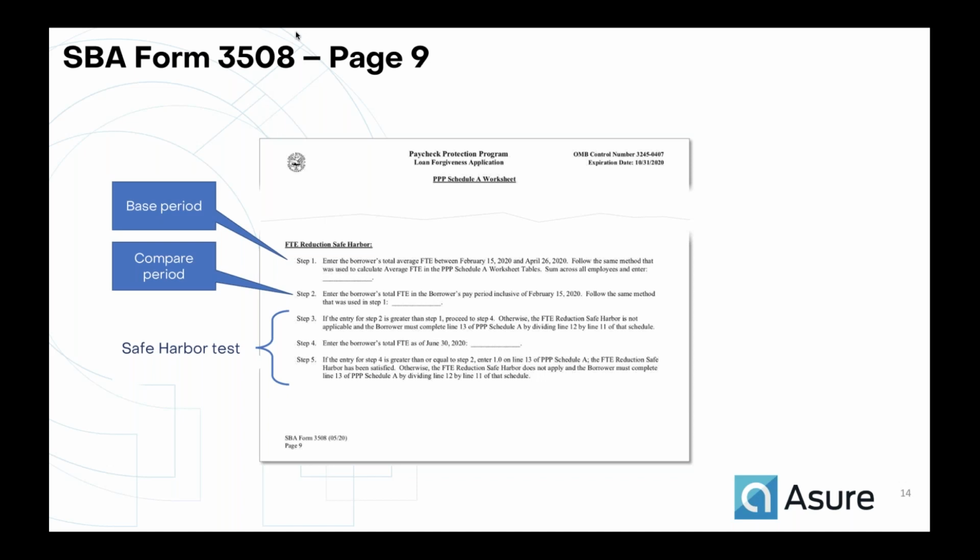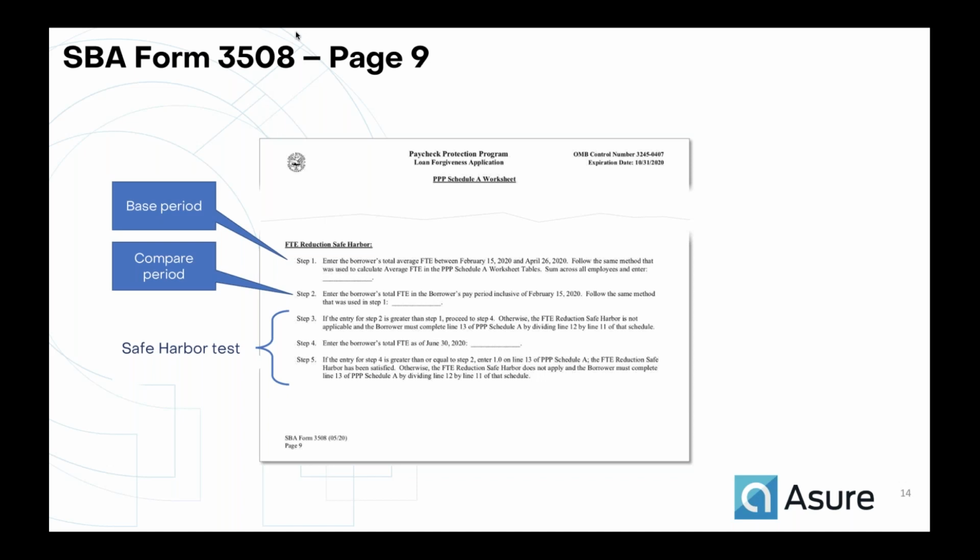Forgive me, you can read on your own, but I'll try to summarize. So step 1, it's just what is your FTE count between February 15th of 2020 and April 26th of 2020. So basically, as the shelter orders all hit at the worst, what was your FTE count? And then step 2, at February 15th, prior to that. So prior to all these shelter orders going into place, what is that number? And then step number 3, if the entry for step 2 is greater than step 1, then you just go straight to step 4. Otherwise, the FTE reduction safe harbor is not applicable.